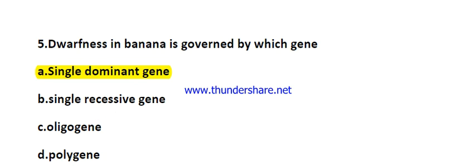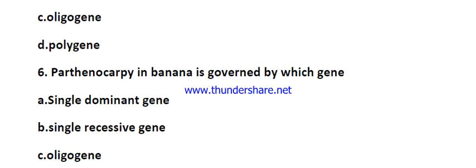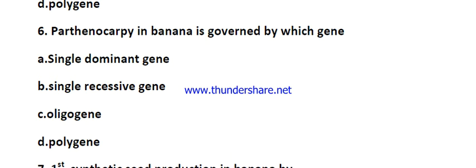Then question number 6. Parthenocarpy in banana is governed by which gene? Options are single dominant gene, single recessive gene, oligogene and polygene. Here the answer is single dominant gene. Parthenocarpy and dwarfness in banana both are governed by a single dominant gene.